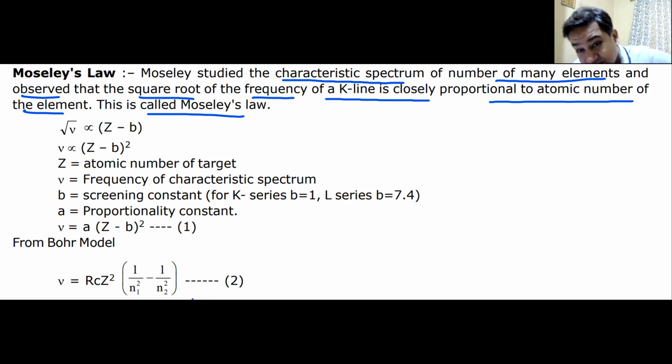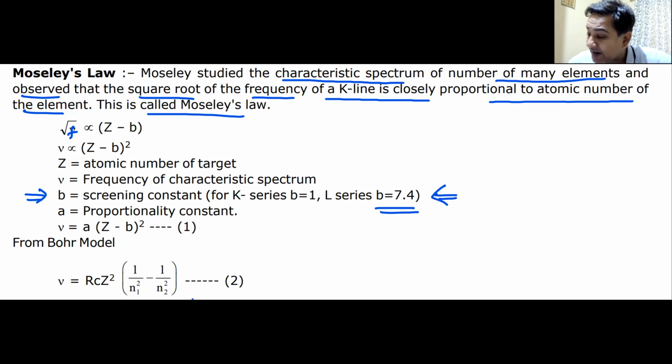Yes, sir. And this gentleman gave us Moseley's law. He said that the square root of frequency is proportional to Z, which is the atomic number, minus b. b is known as the screening constant. Just remember it as a screening constant for the alpha series. For the K series, the value of b is 1. For the L series, the value of b is 7.4. Don't worry, this b value will be given to you.